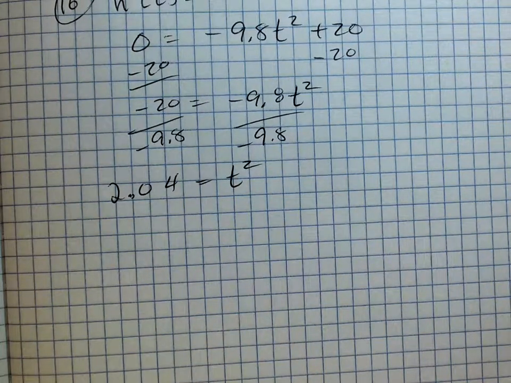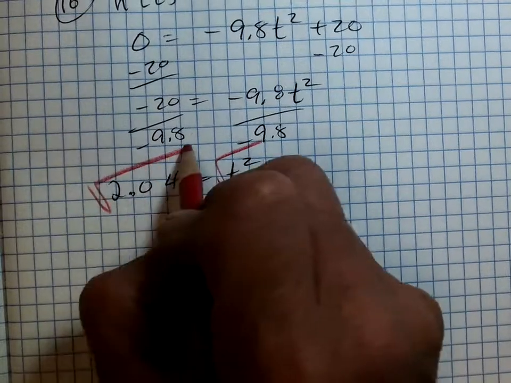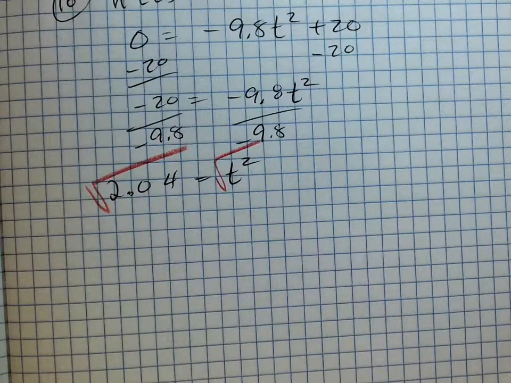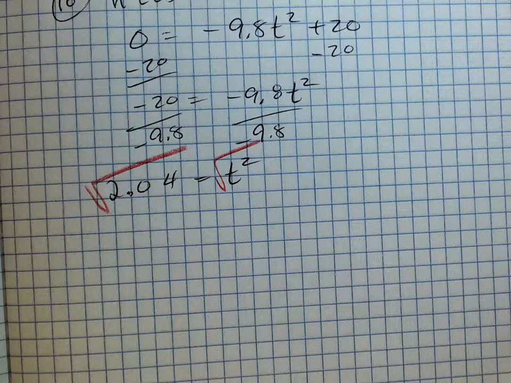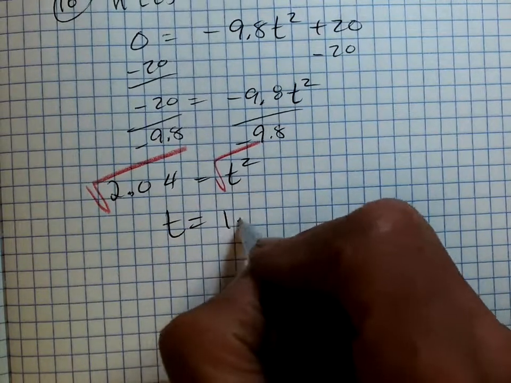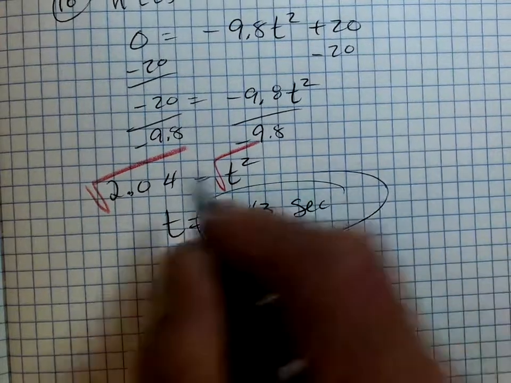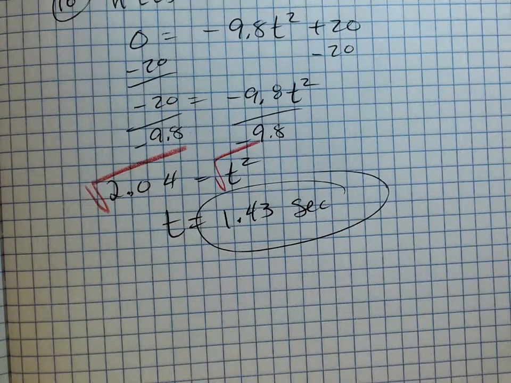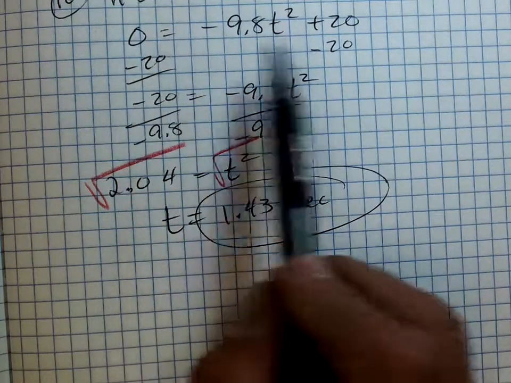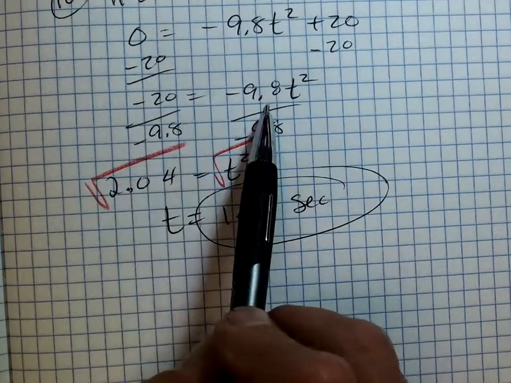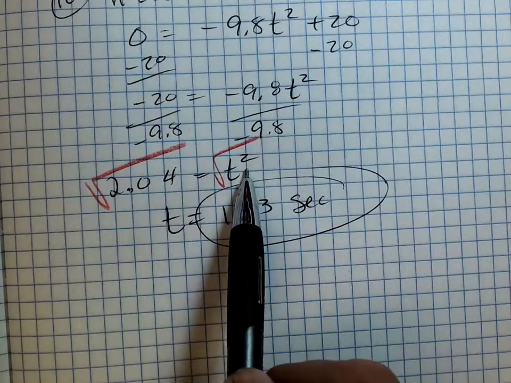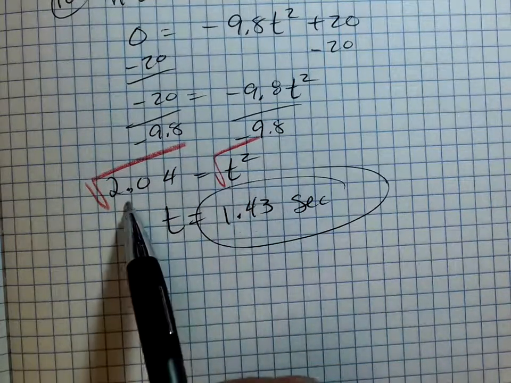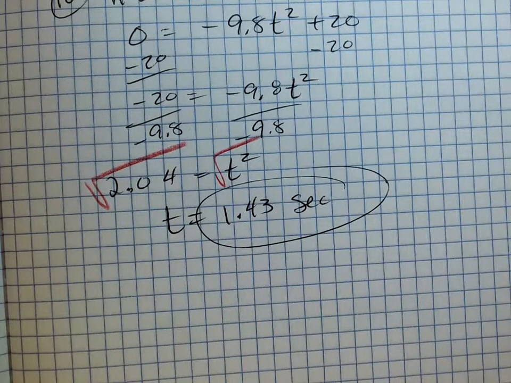How do I undo a t squared? Well, the opposite of t squared is square root, so square root it. I use my calculator, square root of 2.04, and I get about 1.43 seconds. So what did I do? I set it equal to 0. I solved. Minus 20 minus 20. I divided by the negative 9.8, which made it a positive 2.04. I saw t squared, so I square rooted it. About 1.43 seconds.